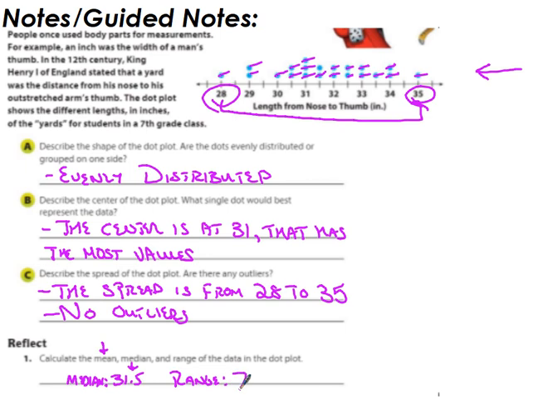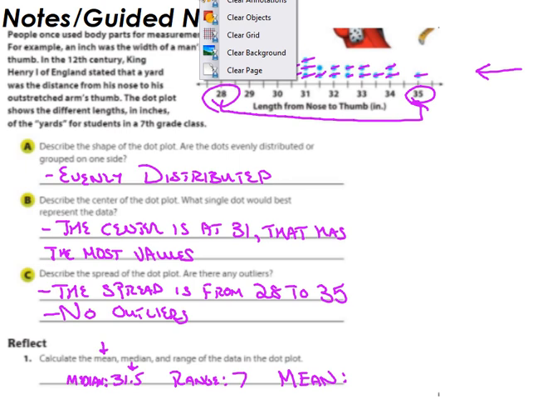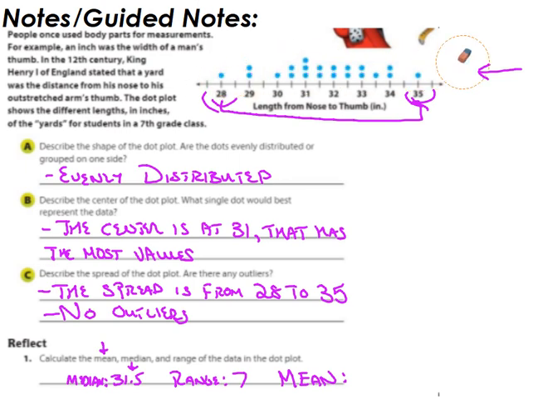And then the mean is the average of the data. This is where it's nice to have a calculator, because what you need to do is take all of these values, add them all up, and then divide by how many values you have. So I have 1, 2, 3, 4, 5, 6, 7, 8, 9, 10, 11, 12, 13, 14, 15, 16, 17, 18, 19, 20, 21 values. And what I'm dividing by 21 is all of these numbers added together.